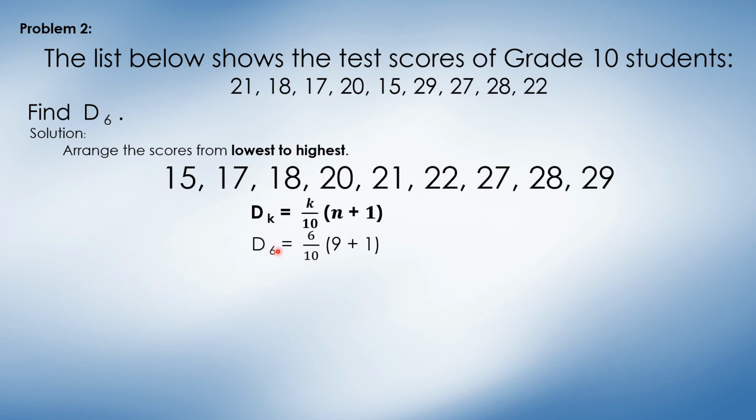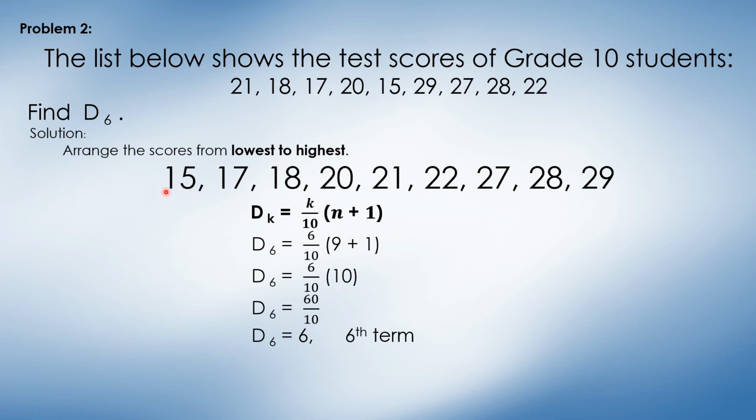So D sub 6 is equal to 6 over 10. The value of n is 9, plus 1. Simplify, 9 plus 1 is 10. So 10 multiplied by 6 over 10. So 10 times 6 is 60 divided by 10. So the sixth decile is equal to 6, or we are looking for the sixth term.